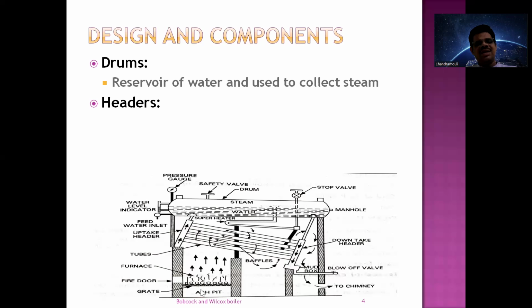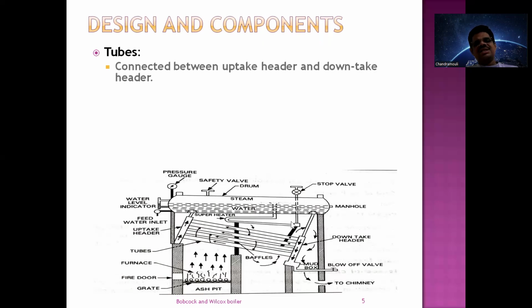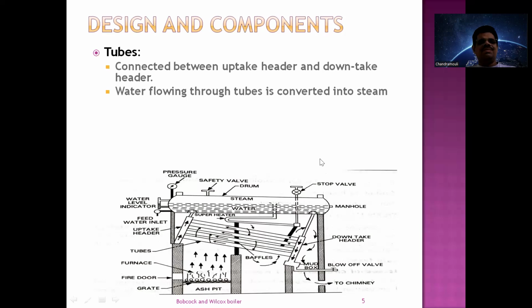See here, this is the furnace, so the flue gases are flowing over these tubes. When the water is flowing through the tubes, it absorbs the heat from the flue gases, and this water is converted into steam. Then the steam is once again sent into the drum through the uptake header. So there are two types of headers, and a series of tubes which connects the uptake header and downtake header, through which the water flows and is converted into steam.